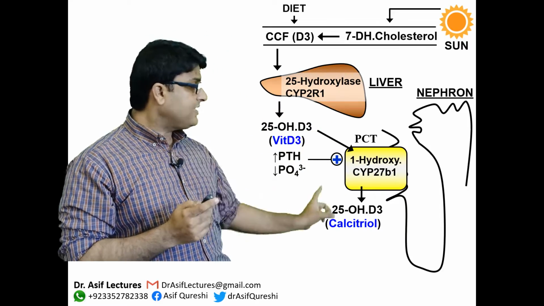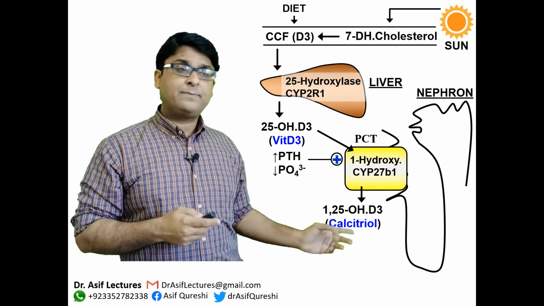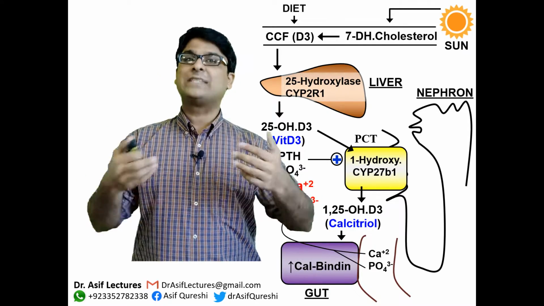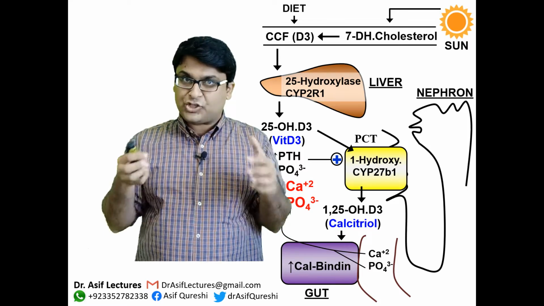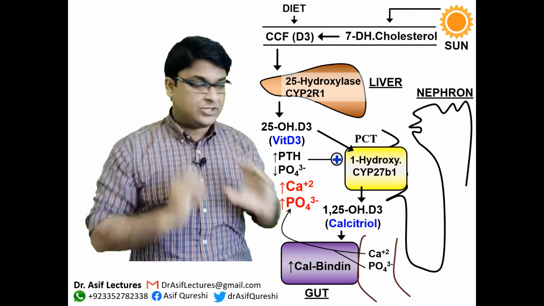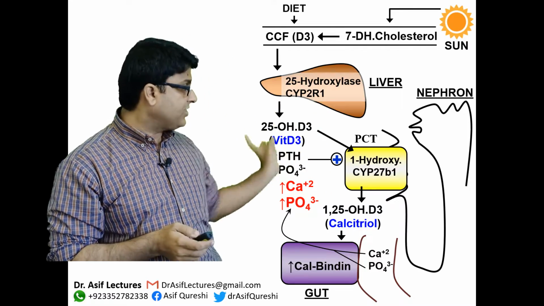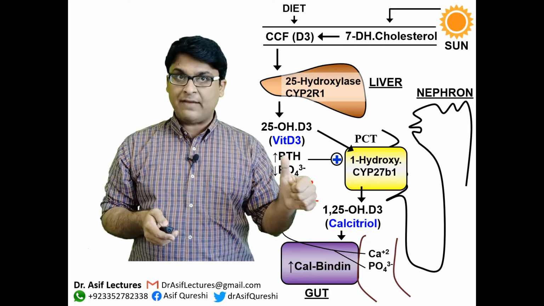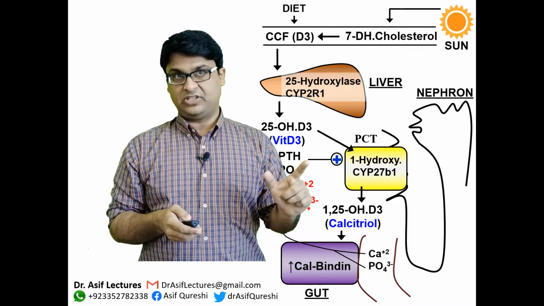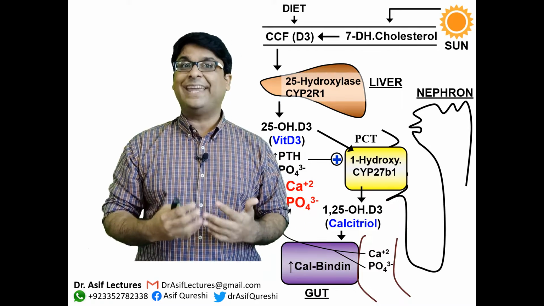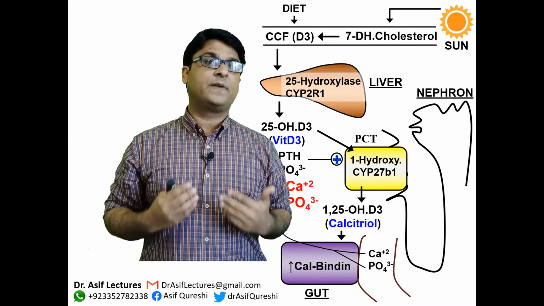Anyhow, once this calcitriol is produced, it performs its action. It goes to the gut. In the gut, it enhances the production of calcium binding protein, so more calcium is absorbed, more phosphate is absorbed, and that's thrown into the blood. Now, in the blood, this is the final result of vitamin D activation: increased calcium levels in the blood, increased phosphate levels in the blood. So that's the primary mechanism by which vitamin D increases calcium and phosphate levels in the blood.